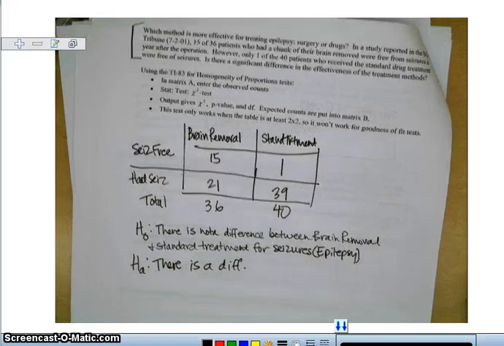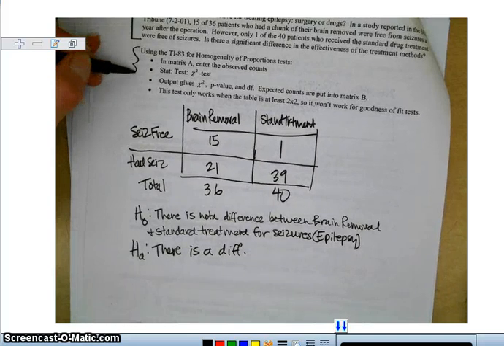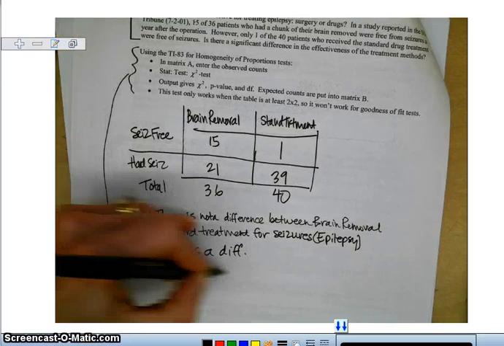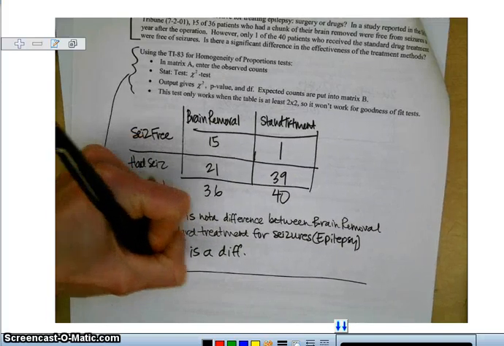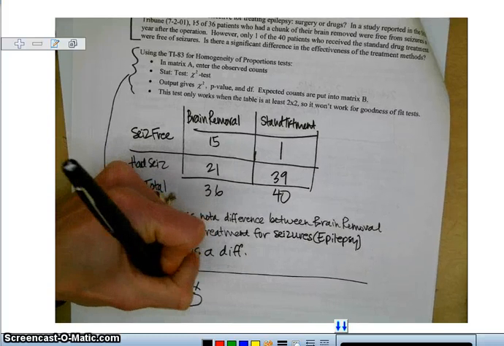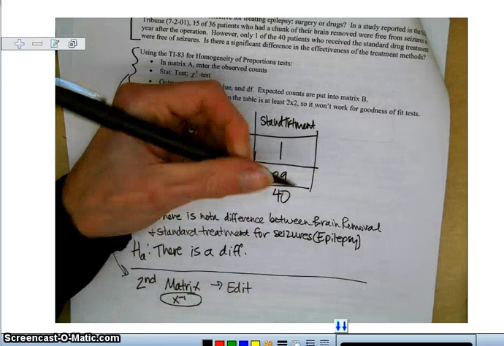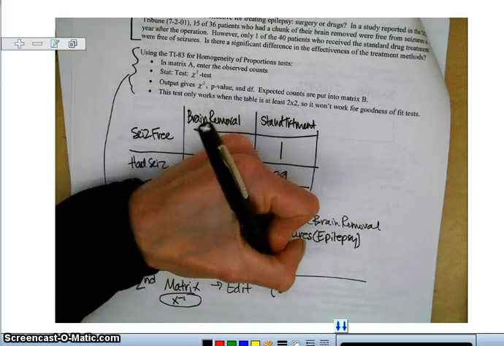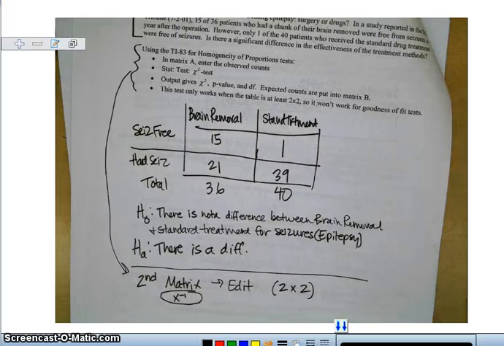All right, so here's what we're going to do. Basically, this tells us how to do our test up here. In our calculator, we're going to go to second matrix, which is right above the inverse button. We're going to go over to edit, and we're going to put in the size of our matrix. The size of our matrix is 2 by 2. We're only putting the data in. We don't need to put the totals columns.